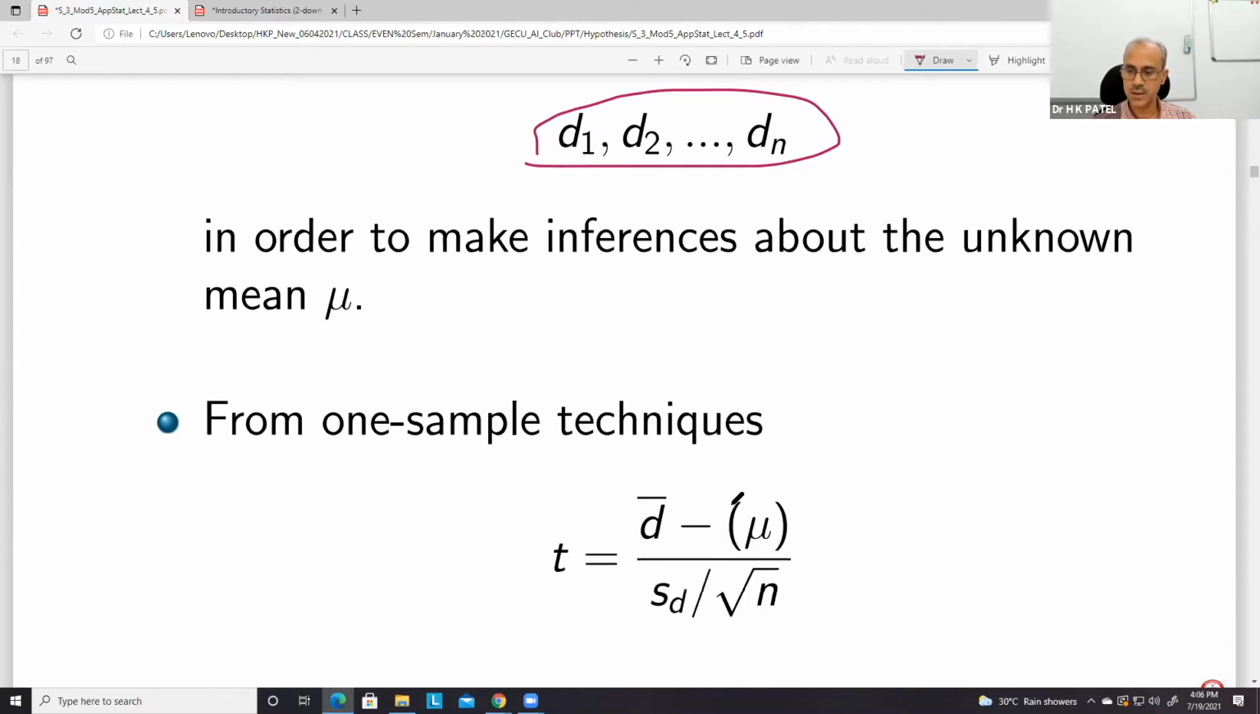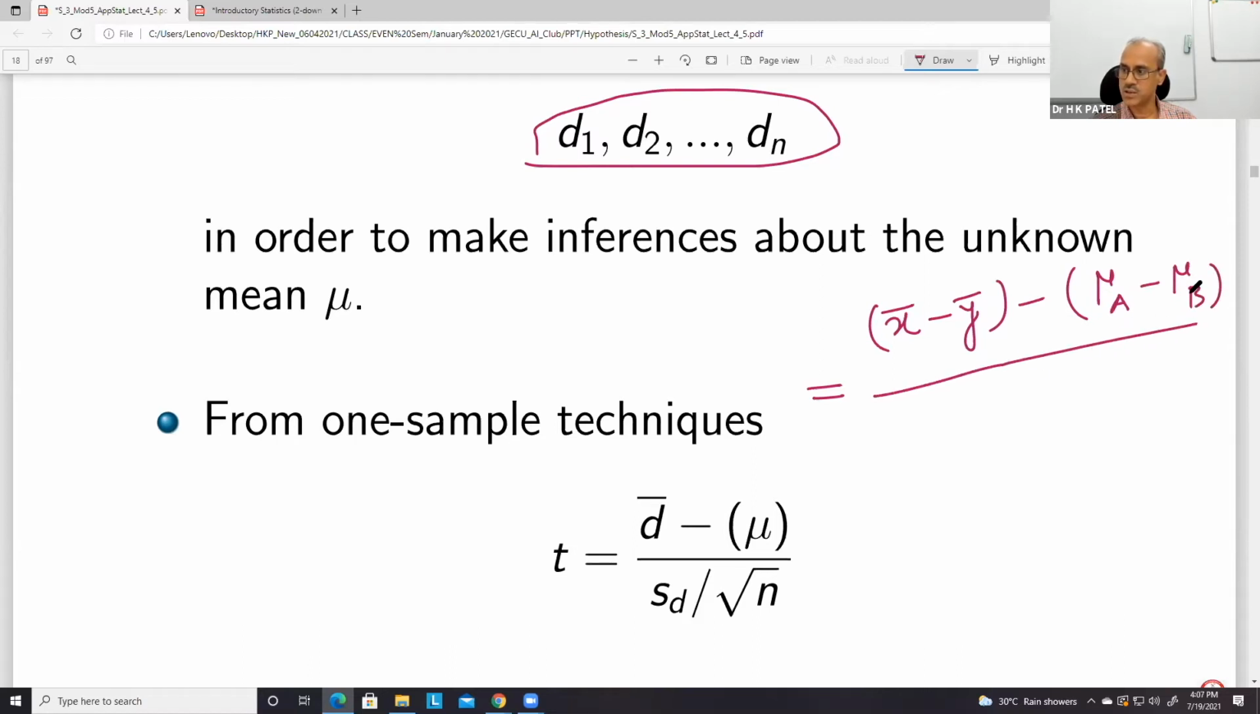If you write this formula in detail, it is D bar, which is X bar minus Y bar, minus mu A minus mu B, or we may write mu X, mu Y, no problem, and then divided by SD upon root n. Here SD is the standard deviation of d1, d2, up to dn.